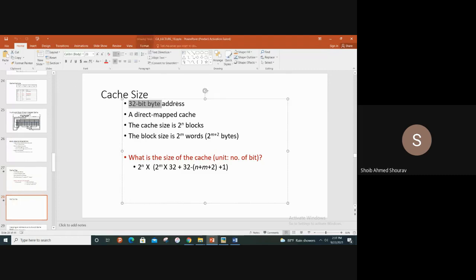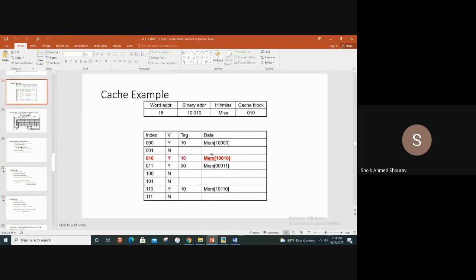So now in 32-bit byte address, again same examples. What is the size of the cache? Total size of the cache in unit of bits. Let me take you back in here. So can I say the total size of the cache is the total size of this? Because these are only the index numbers, and inside the cache are the valid bit, tag bit, and data. So if we add all this, we are going to get the total size of the cache in number of bits, right?